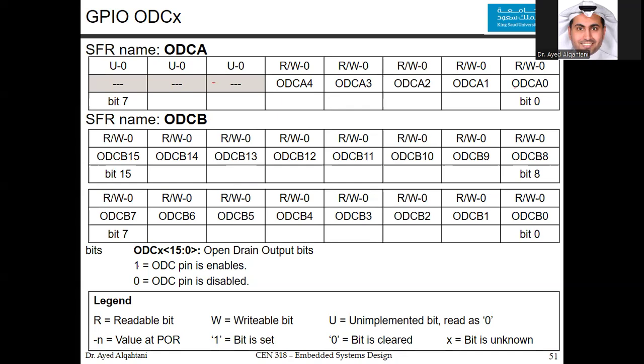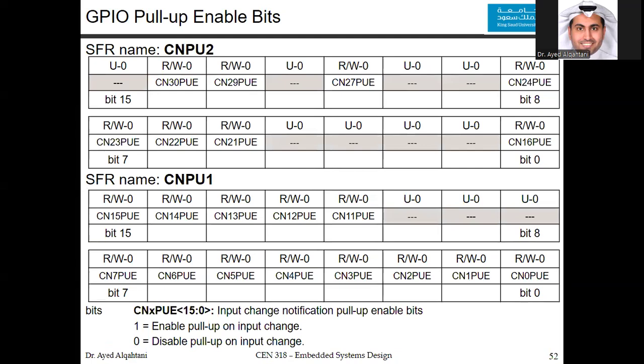Now, for the pull-up enables, you must go to the pin diagram of the microcontroller. If you want a certain port, if you want a certain bit, you go and check its change notification next to it. If it's there, then if you want to enable, you make the value equal to 1. If you want to disable, then you make the value equal to 0. If you have multiple change notification pull-up enable pins that you want to configure, you could use CNPU1 and CNPU2.